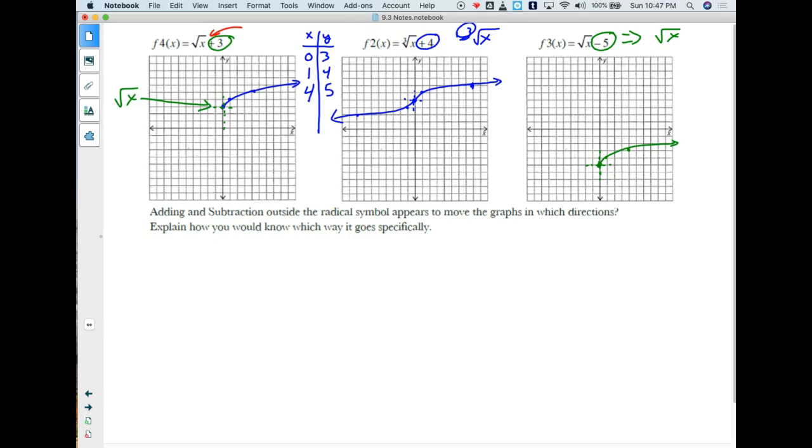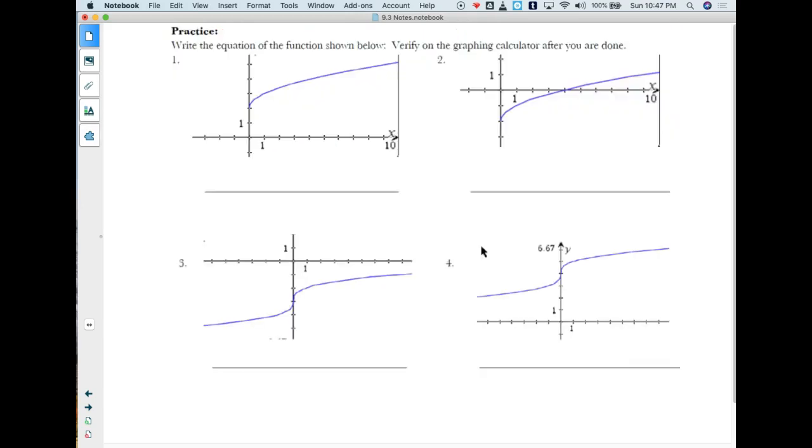Okay? So, adding and subtracting outside the radical symbol appears to move the graph vertical, same as sine. Okay? Piece of cake. What we do here, notice these are not shifted left or right, these are just pushed up. That one went up 2. So this function, f of x, it's a root, it's a hook. So I know it's a square root x, it's not going left and right, it's only going up. So I add 2 outside my function.